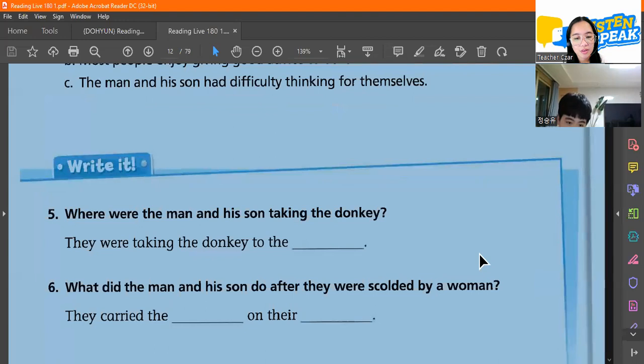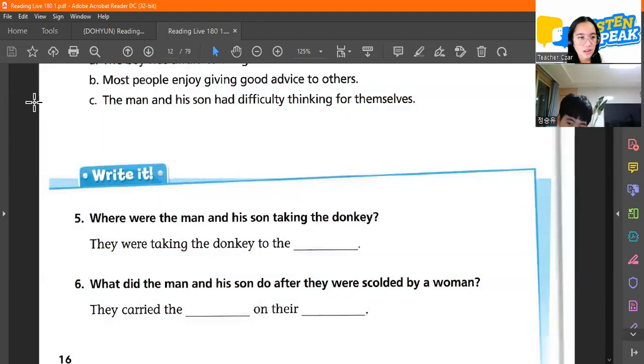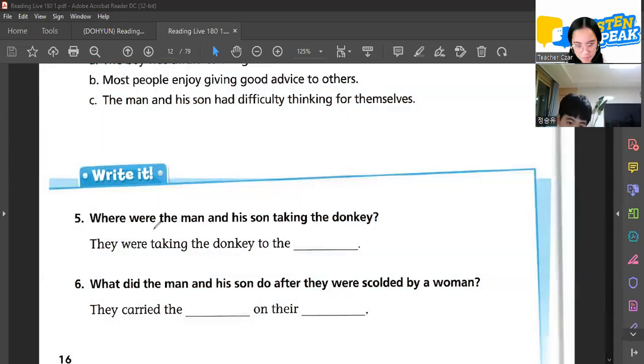Okay, so five is this one. Where were the man and his son taking the donkey? They were taking the donkey to the market. Okay, to the market or to the small market. Very good. We have about the second question.